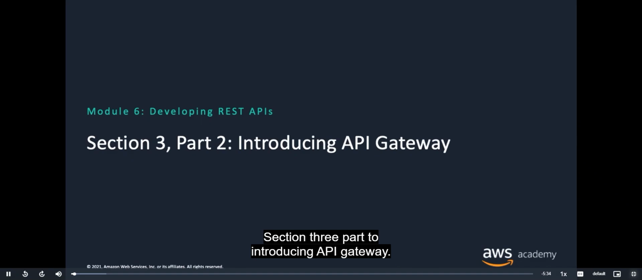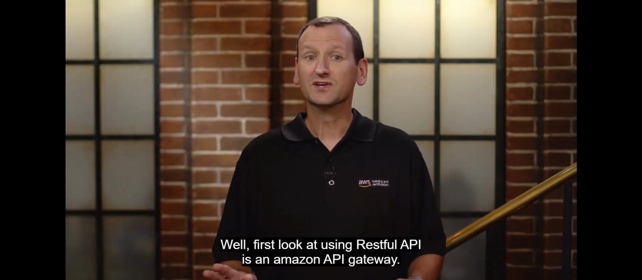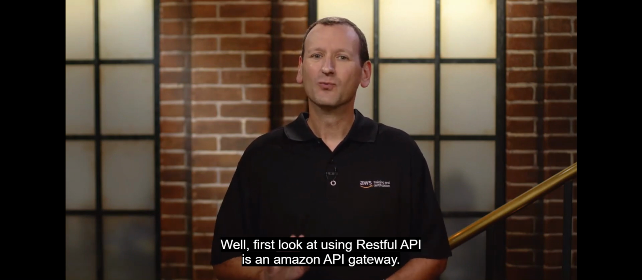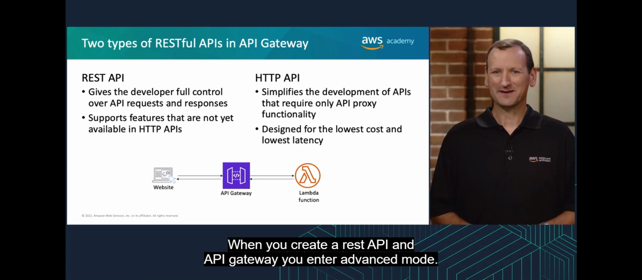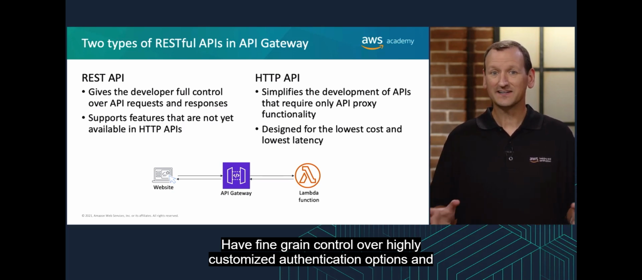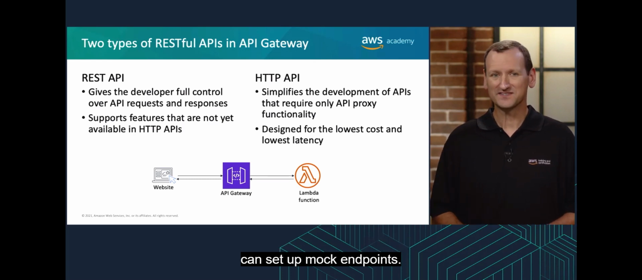Section 3, Part 2, Introducing API Gateway. We'll first look at using RESTful APIs in Amazon API Gateway. When you create a REST API in API Gateway, you enter Advanced mode. You can manipulate the requests that come in and go out, have fine-grained control over highly customized authentication options, and can set up mock endpoints.